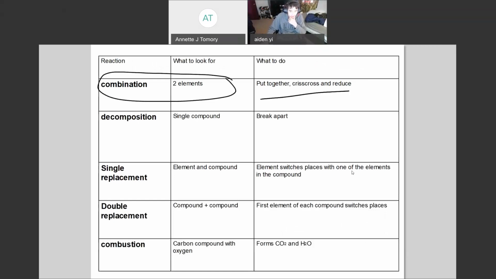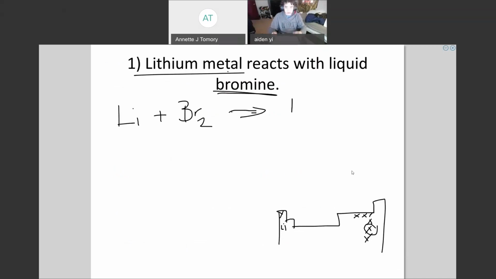We're going to put it together, and we're going to crisscross. We put Li and Br together. We have to figure out the charges. What's the charge of lithium? Bromine is -1. What's lithium? Oh, +1. So what's the compound? Just LiBr. When we crisscross it, let me erase that so it just says LiBr. Now that we have the compound, the prediction, now we have to balance.